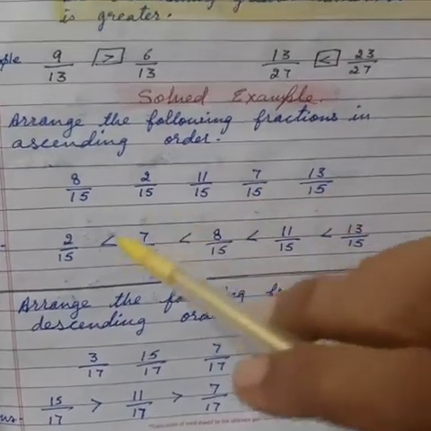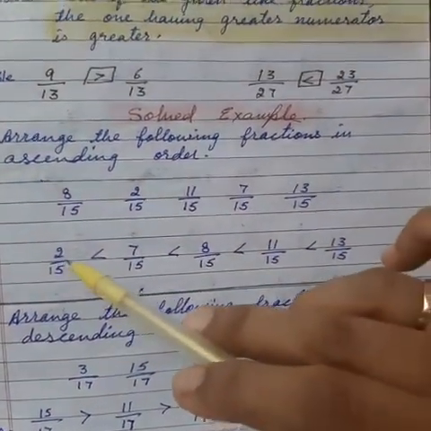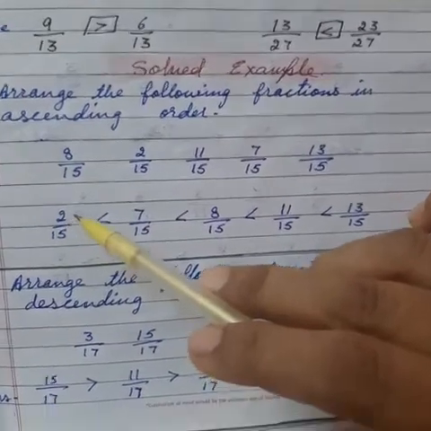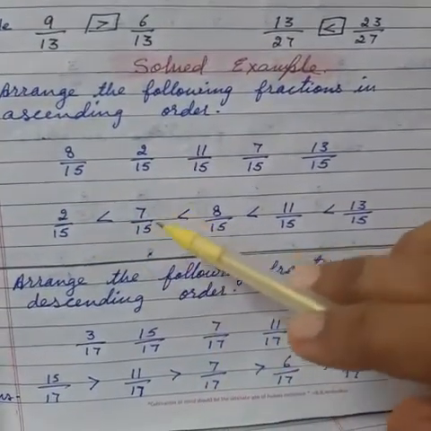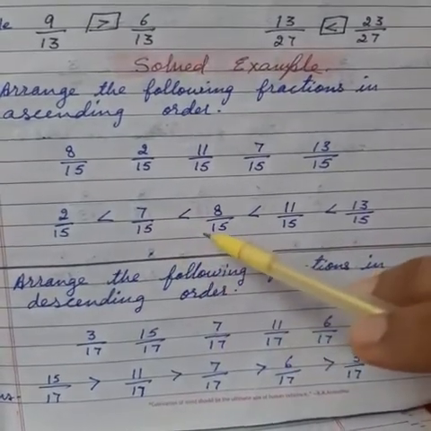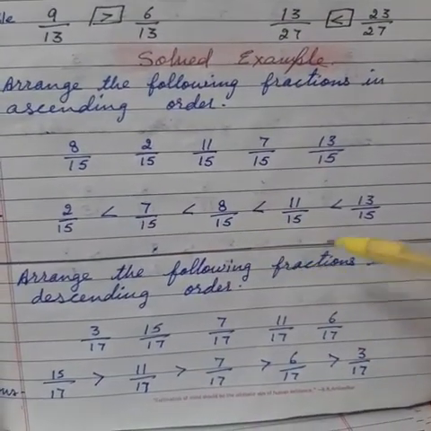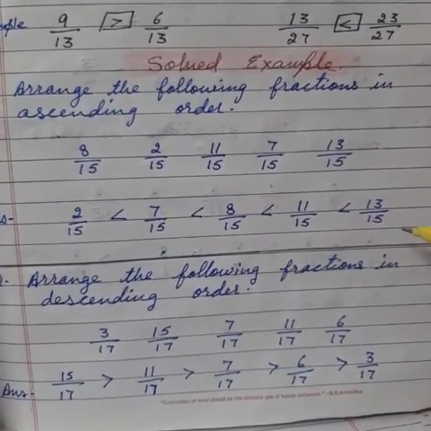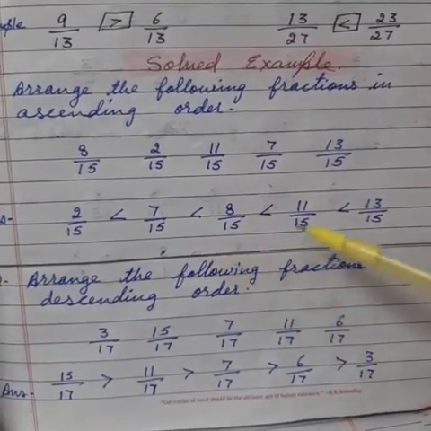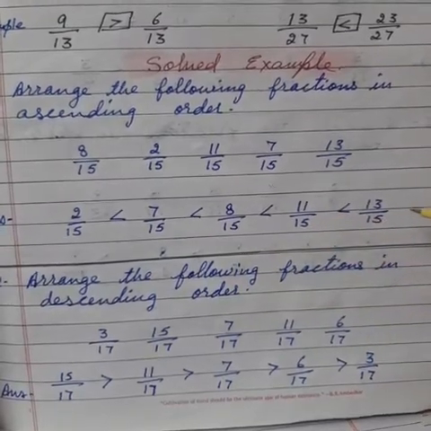Therefore, the smallest number 2 in the numerator will be the smaller fraction. Then larger to this will be 7 upon 15. Then larger to this will be 8 upon 15. Then 11 upon 15 and 13 upon 15. So this is the arrangement we have done in the ascending order.